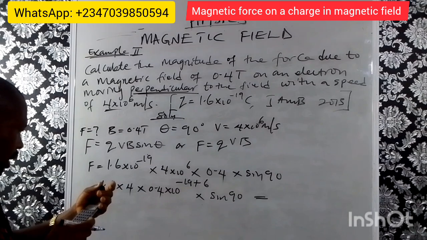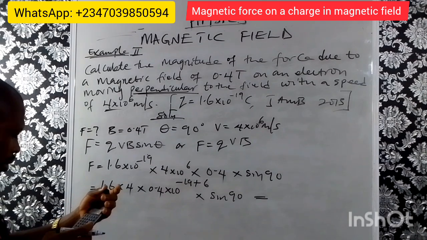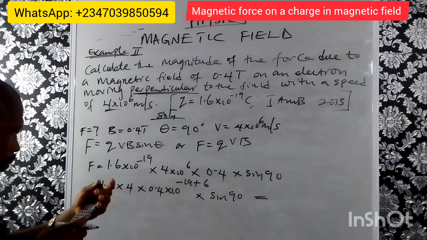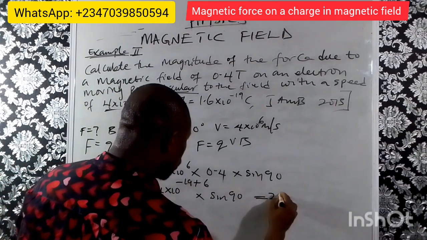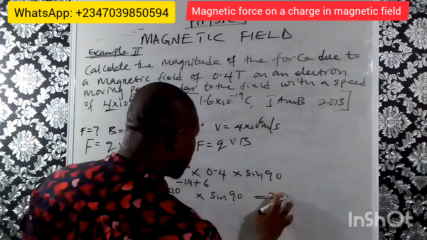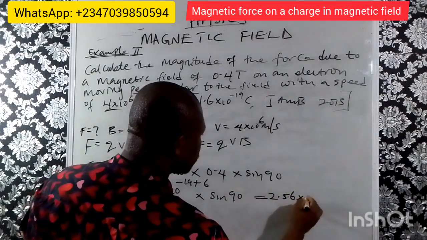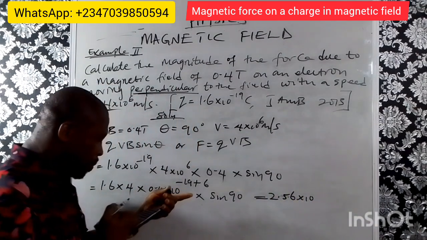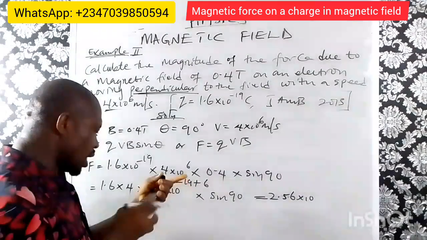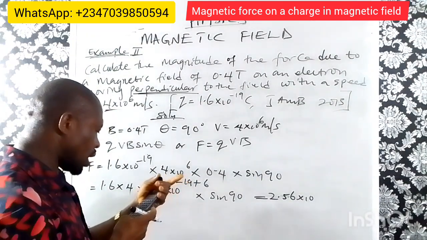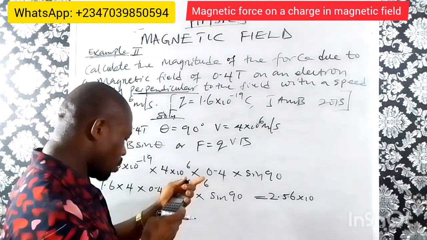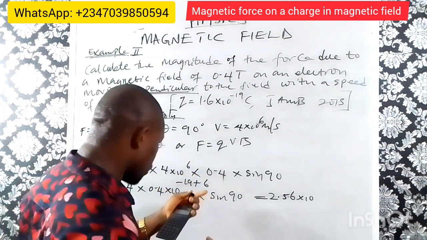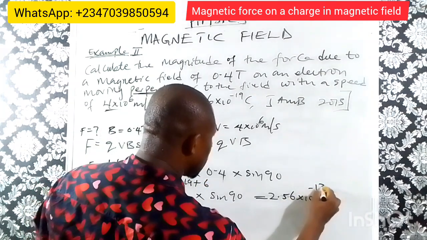1.6 times 4 times 0.4 will give us 2.56 times 10 raised to the power. Now, minus 19 plus 6 will give us minus 13.